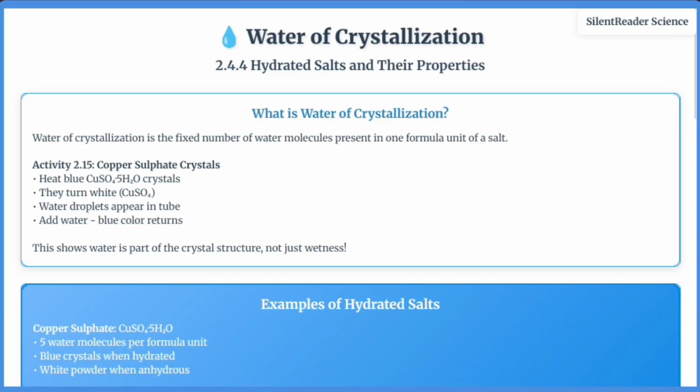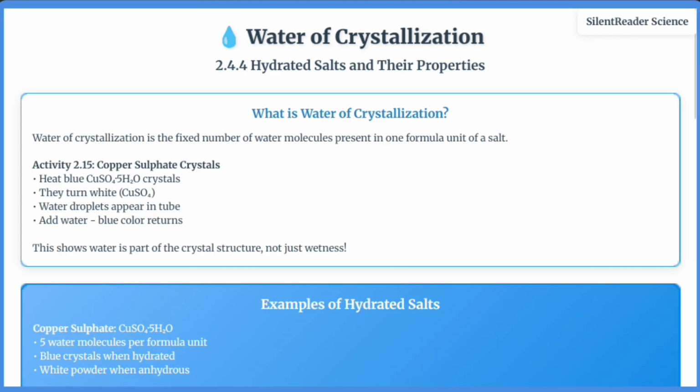An interesting property of some salts is water of crystallization, fixed water molecules present in their crystal structure. In activity 2.15, when we heat blue copper sulfate crystals, they turn white as water molecules are removed, and we can see water droplets in the test tube. Adding water restores the blue color.